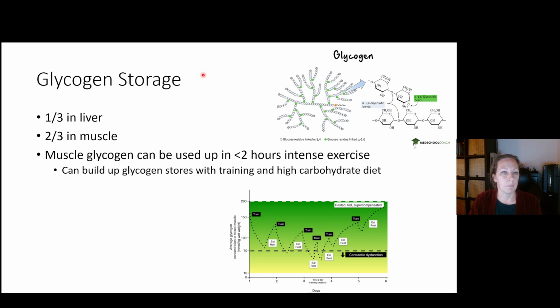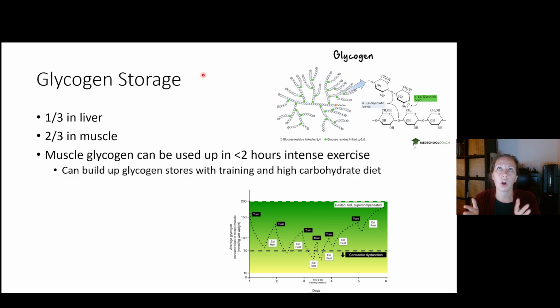The book talks a little bit about exercise and glycogen, so we'll delve into that. Muscle glycogen can be completely used up in less than 2 hours of intense exercise.